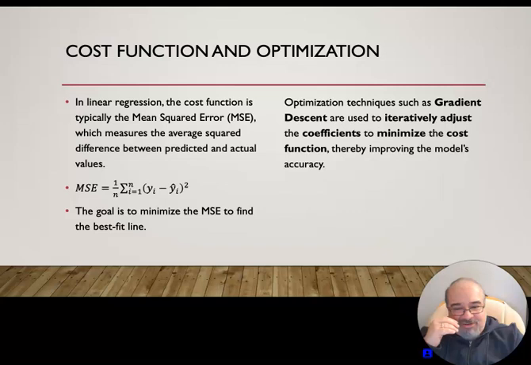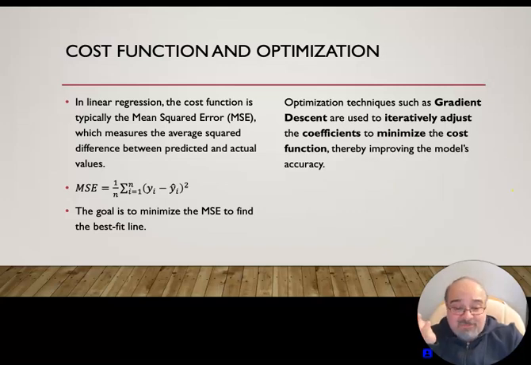So in linear regression, the cost function that we often talk about is that MSE, as we mentioned, and it helps us measure how far off our predictions are from the actual values. Quite simply, the MSE is calculated using the formula that we have. Our main goal here is to minimize the MSE, which will help us find the best fit line that we're looking for. So how do we go about doing that?